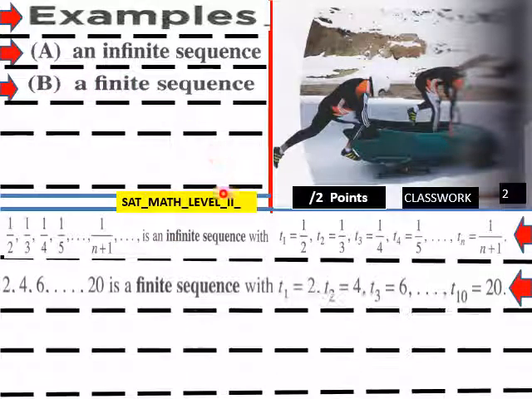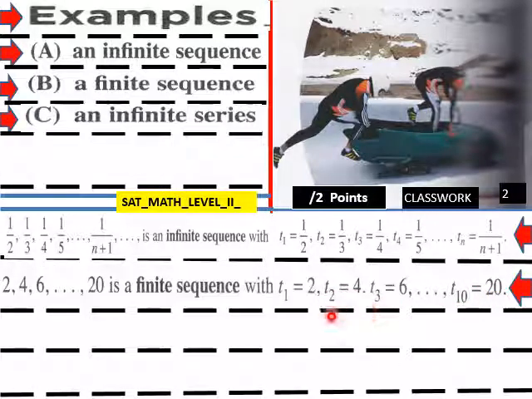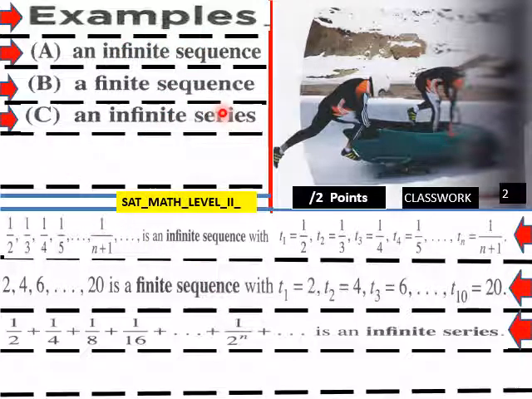B, a finite sequence. An example of that is 2, 4, 6, up to 20, which is a finite sequence with term 1, 2, 4, 6, then term 10 would equal 20. And then an infinite series. Instead of a sequence, this is an example of an infinite series: 1/2, 1/4, and so on, 1 over 2 to the nth, plus and so on. This is a series.